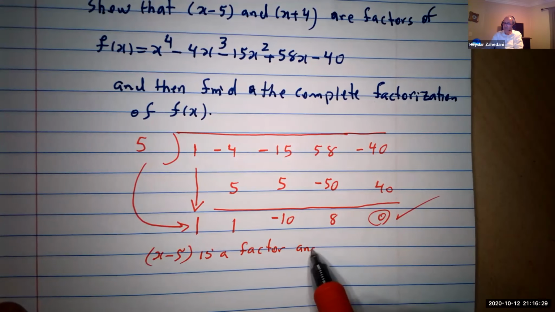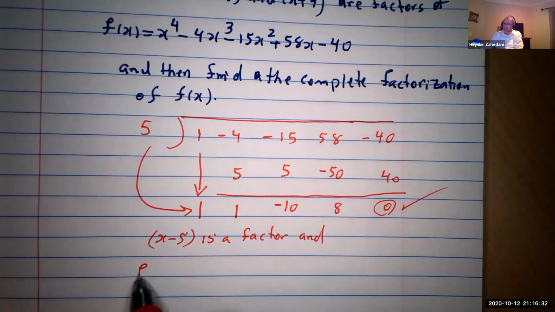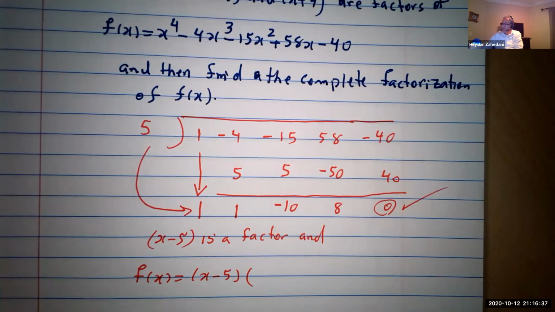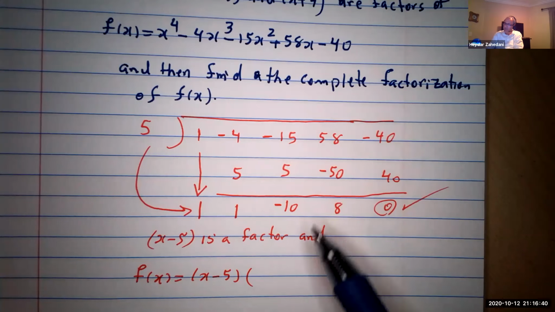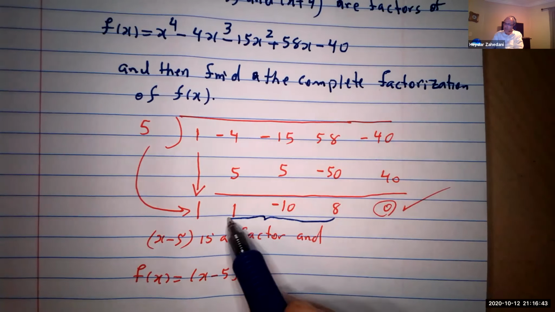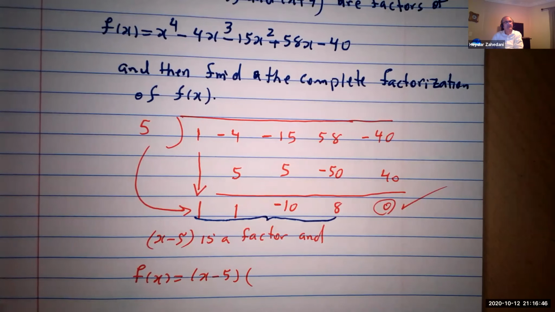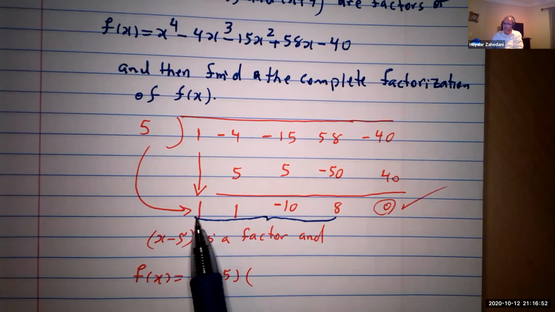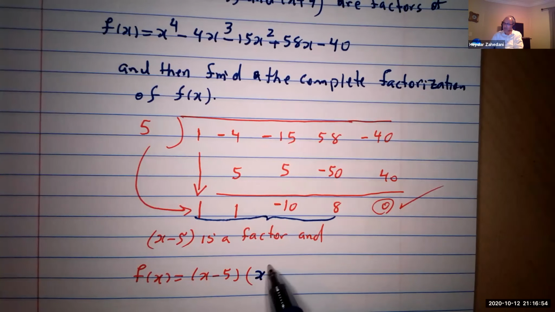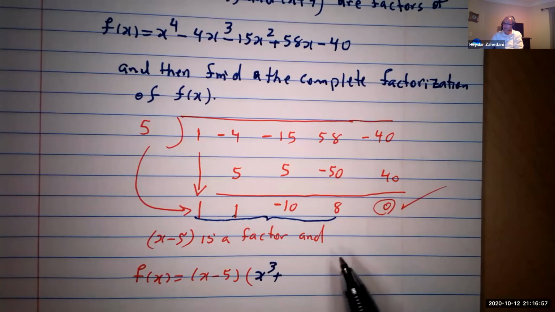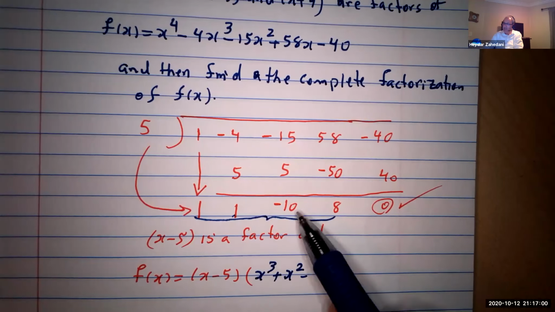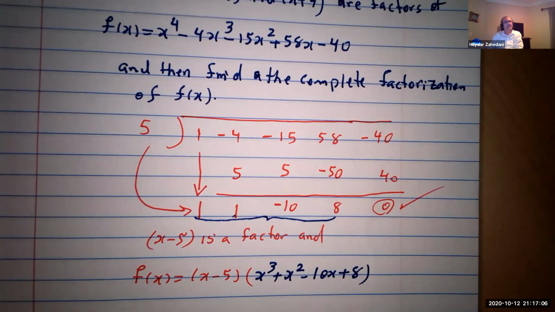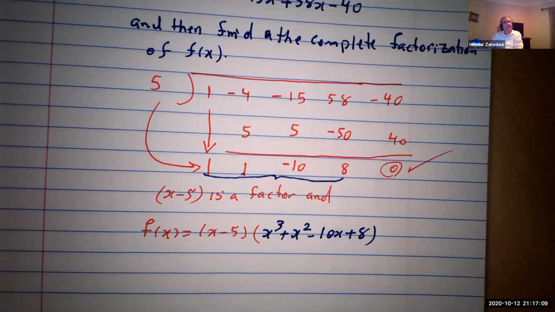And what's going to be your factor so far? f of x is equal to x minus 5 times the leftover. You see, look at the leftover. Remember, you start with the x to the 4th, so this is going to be x to the 3rd plus x squared minus 10x plus 8. So we reduce it to an easier polynomial. Any question?